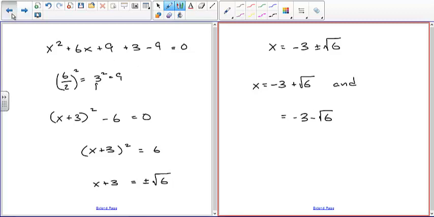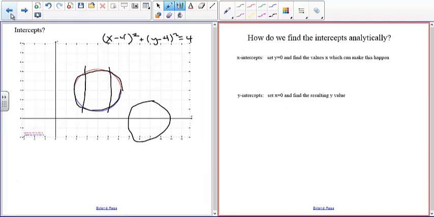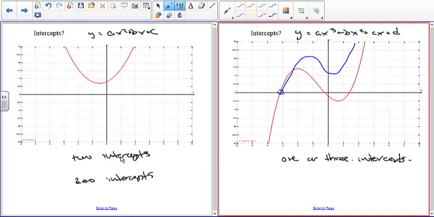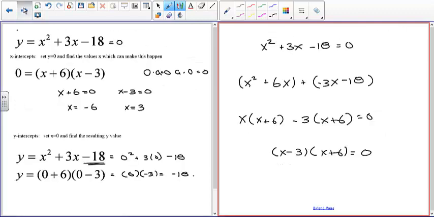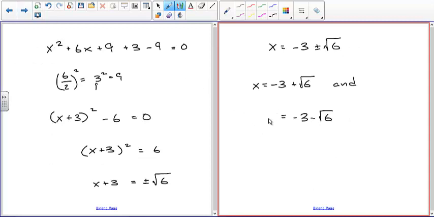That agrees with what we said earlier. If you have a quadratic equation, you always have 2 intercepts or 0 intercepts. So we need 2 or 0. In this case, we have 2. So there you go. That's why you can't do it by observation.